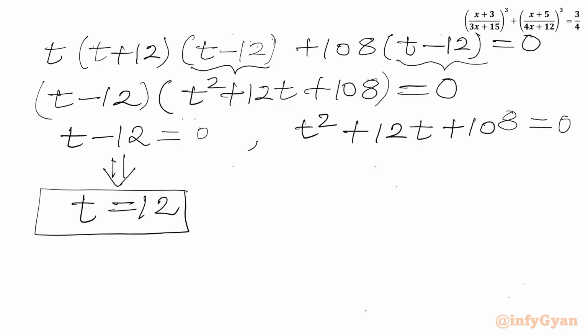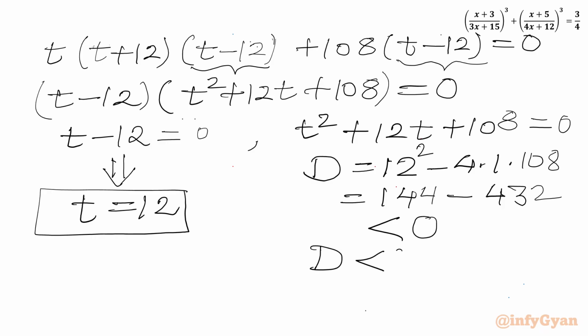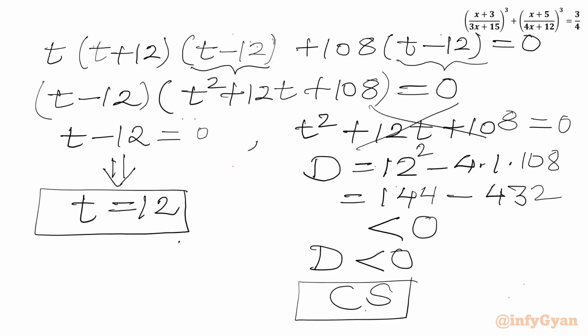Now the turn of the quadratic equation. I will check the discriminant value as we are calculating real solutions. So b squared minus 4ac. I will write 12 squared minus 4 times 1 times 108. So this will give us 144 minus 432, since 108 times 4 is 432. 144 minus 432 will be negative for sure. Once the discriminant is coming out negative, we will get complex solutions. So we can reject this quadratic equation. So the accepted t would be 12.